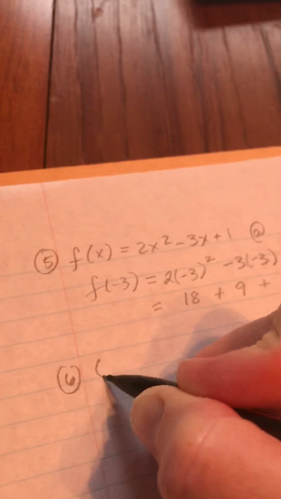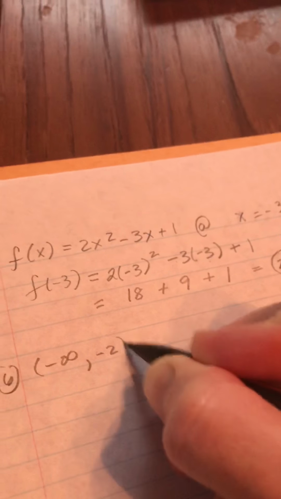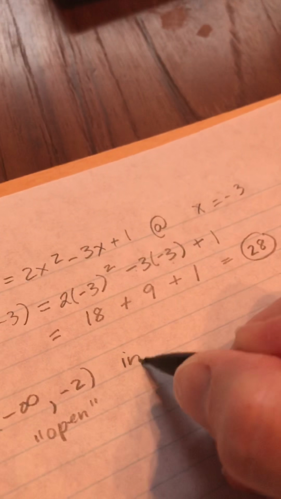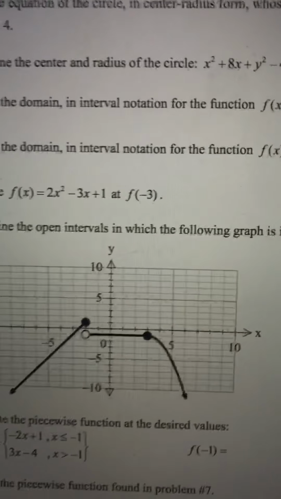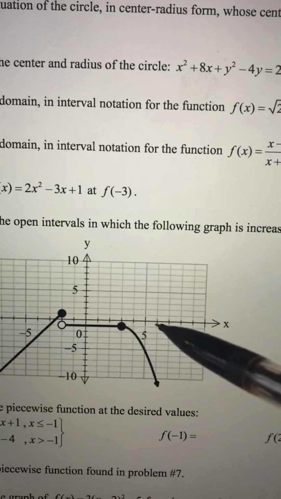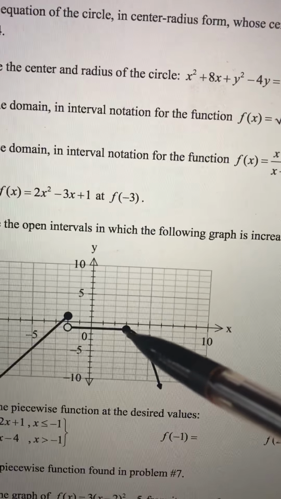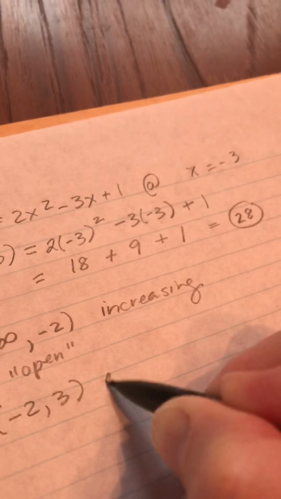And they said to write them as open intervals, so that means not including the endpoints. No matter what the points look like, you don't include the endpoints when it says open intervals. So that's where it's increasing. Let me write that down. And then we have a place where it's constant, just straight across, and that's from x equal negative 2 to x equal 3. So negative 2 to 3. It's constant. Again, open interval, negative 2 to 3, constant.